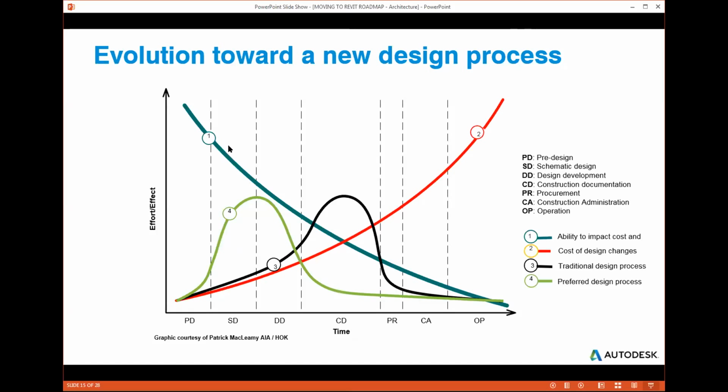And then this line shows the ability to impact cost, telling you that you have more ability to positively impact cost in the early stages than in the latter stages. Okay, so I will ask Shay, can you please explain this process to us? It is a key BIM concept that you need your customers to understand.